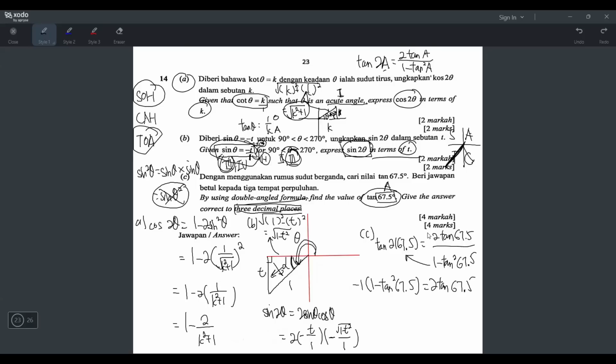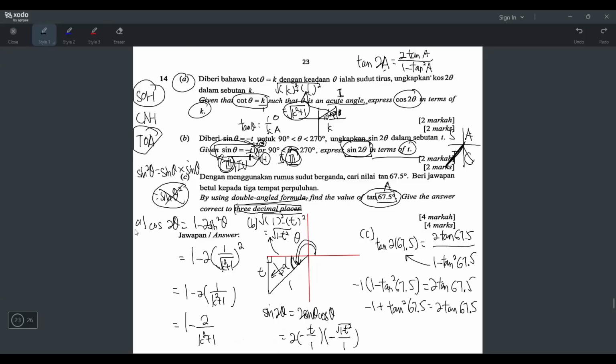What we should do now is actually a quadratic equation. It's just that your x is replaced with tangent 67.5 and you find it by factorizing later. Okay, let me expand the -1 first. So it becomes -1 plus tangent square 67.5 equals to 2 tangent 67.5.